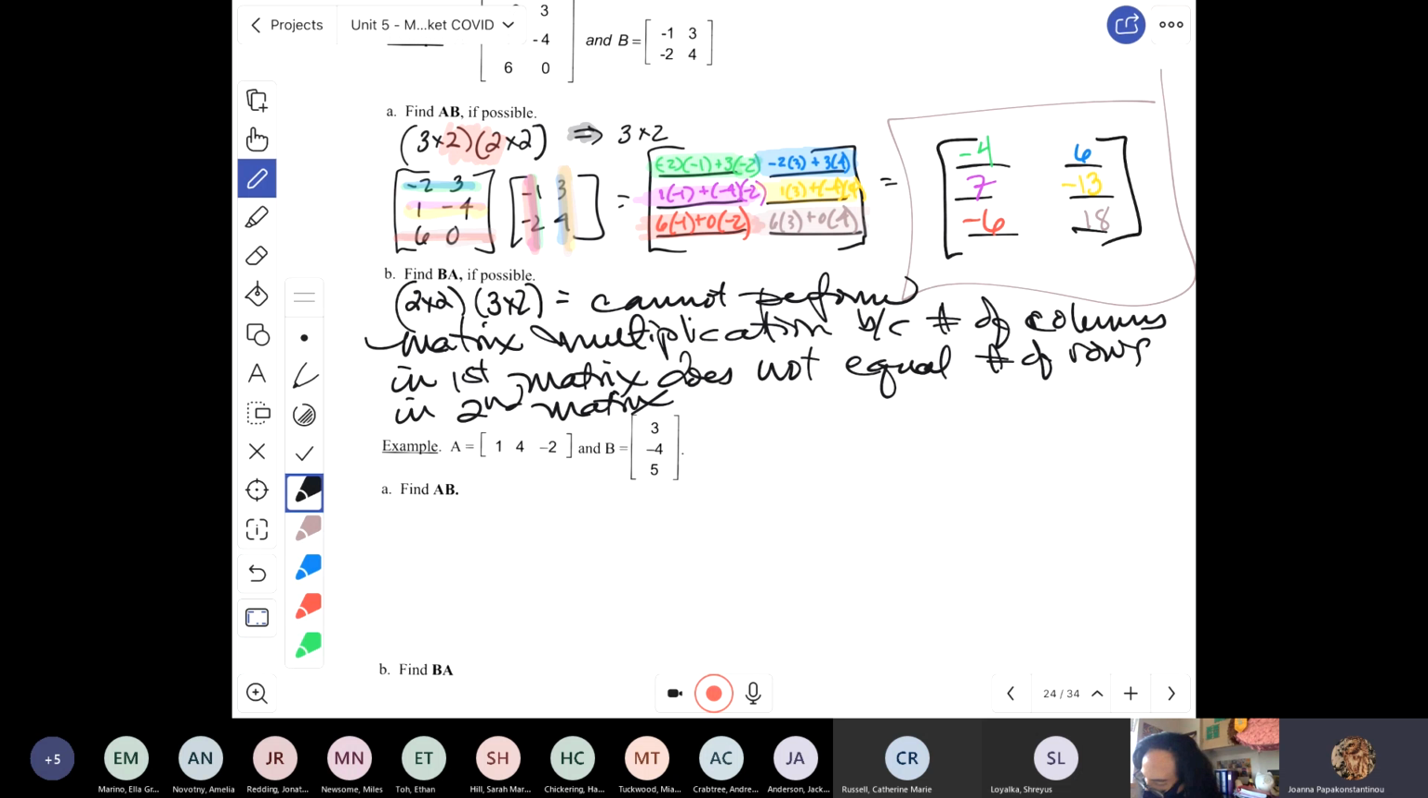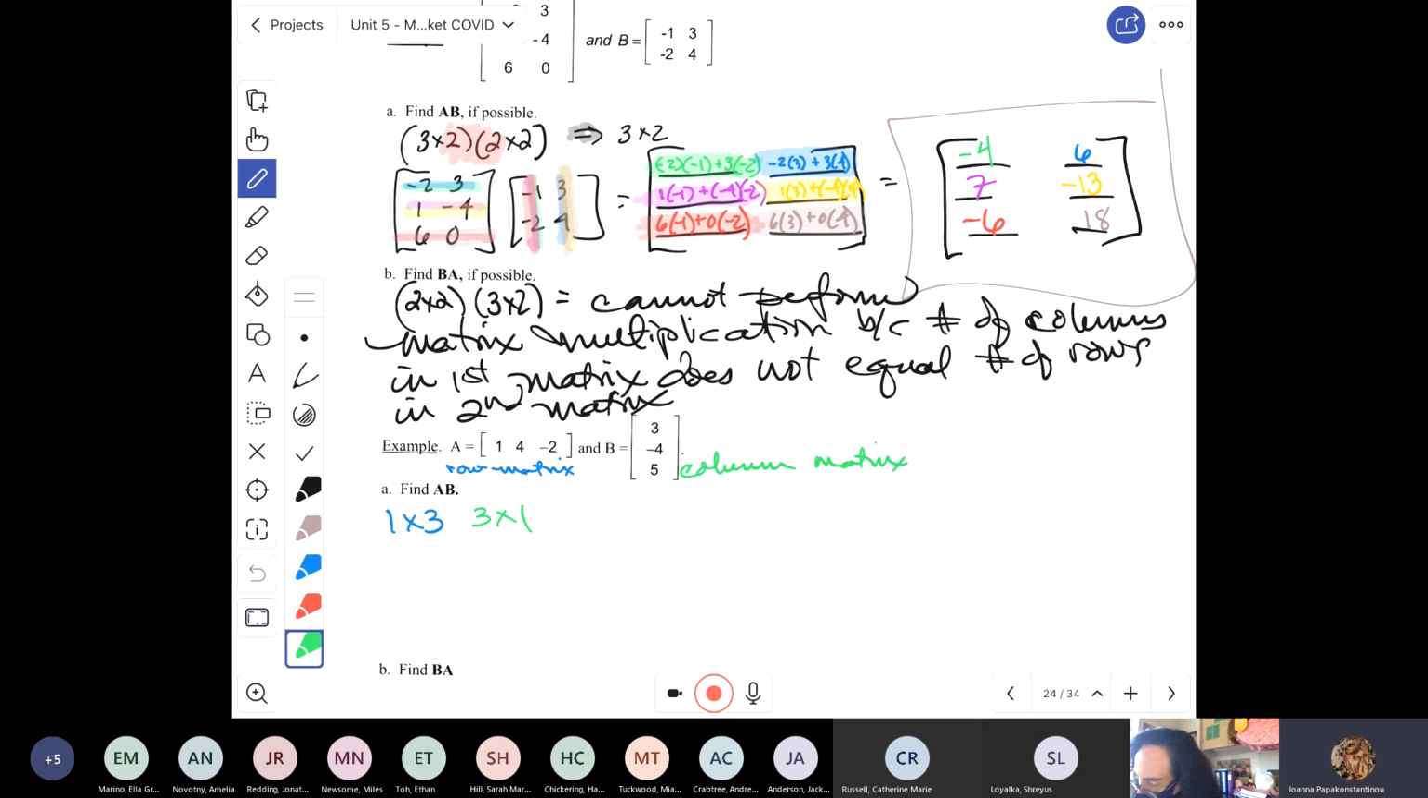Okay, let's try the next one. What type of matrix is matrix A? It is a 1 by 3, and how would I label that? What name is it? What kind of matrix? It has a special name. It's a row matrix, right? And matrix B is what? It's a 3 by 1. It is a column matrix, so we need to know those.